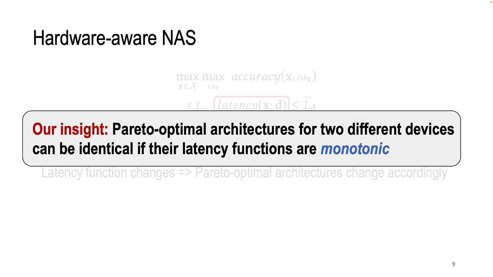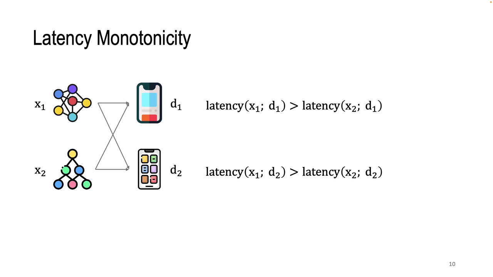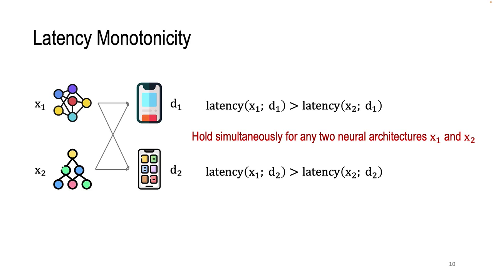Our insight is that if latency functions of two devices are monotonic, their Pareto optimal architectures can actually be identical. Let's see the definition of latency monotonicity first. Suppose we have two devices, D1 and D2, and two neural networks X1 and X2. Suppose X1 is slower than X2 on device D1, and X1 is also slower than X2 on device D2. If this relationship holds simultaneously for any two neural net architectures in the given space, then we say that devices D1 and D2 satisfy latency monotonicity.